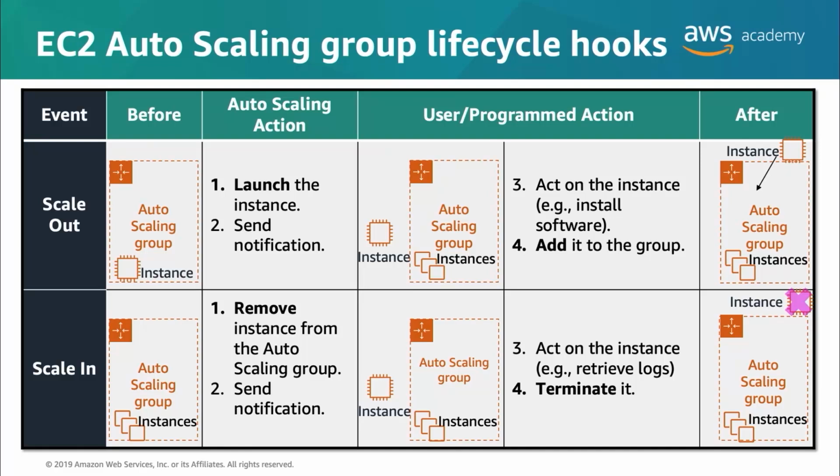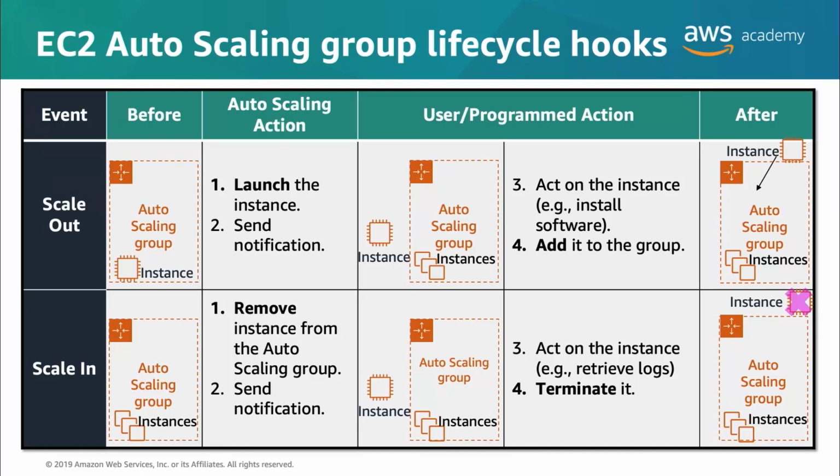Here, Amazon EC2 autoscaling launches an instance, and sends a pre-configured notification to a person or application. It then takes no further action because the user or script must install any software and then add the instance to the group.